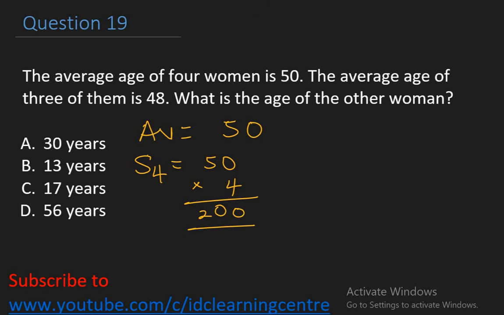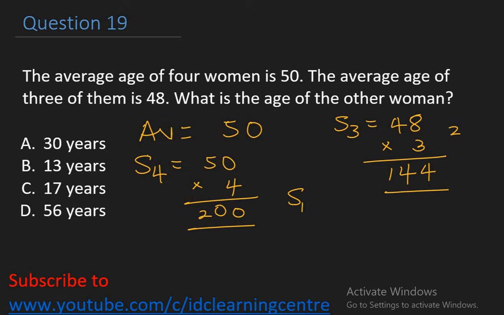Now the average age of 3 of them is 48. Find the sum of 3, which is 48 times 3. 3 times 8 is 24. 4 carry 2. 3 times 4 is 12. Plus 2, 14. That's 144. So the sum of 4 is 200. The sum of 3 is 144.